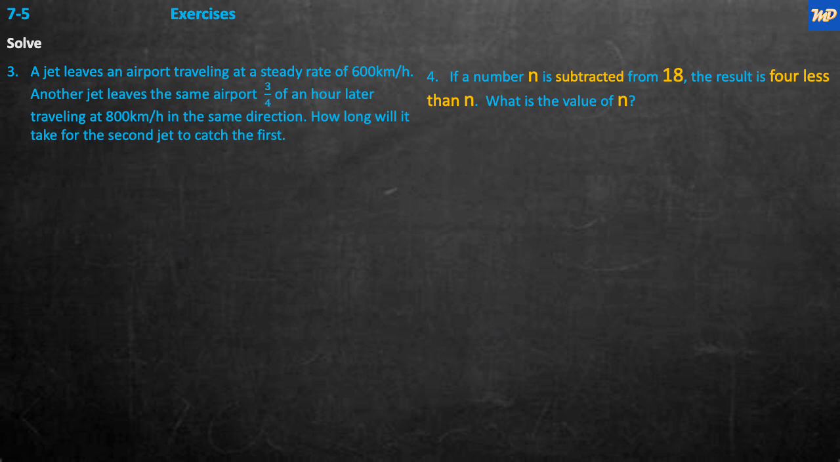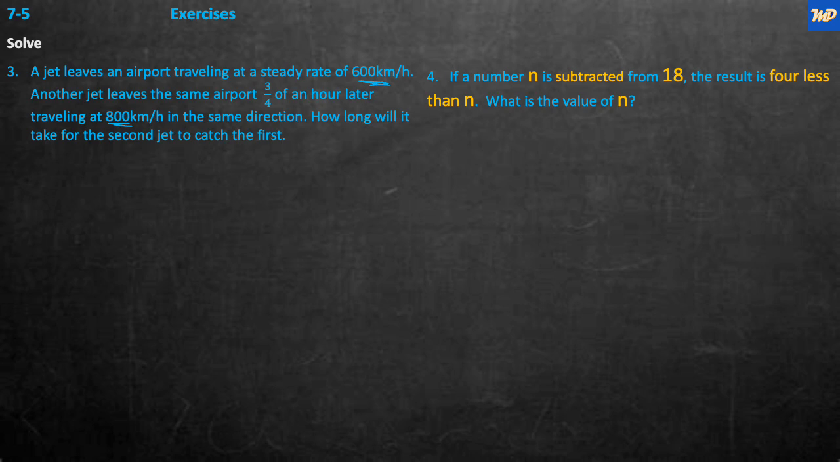Okay, for the last two problems in our exercises here. Problem 3. A jet leaves an airport traveling at a steady rate of 600 kilometers an hour, and another jet leaves the same airport 3/4 of an hour later and traveling at 800 kilometers per hour in the same direction. How long will it take for the second jet to catch the first? So we're trying to find the time here. So we're going to make our variable t.